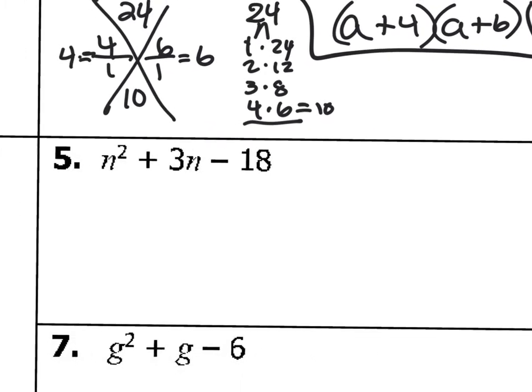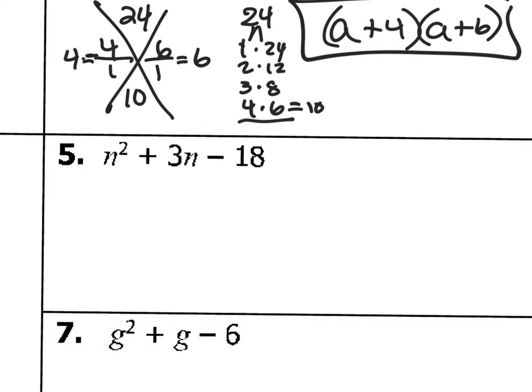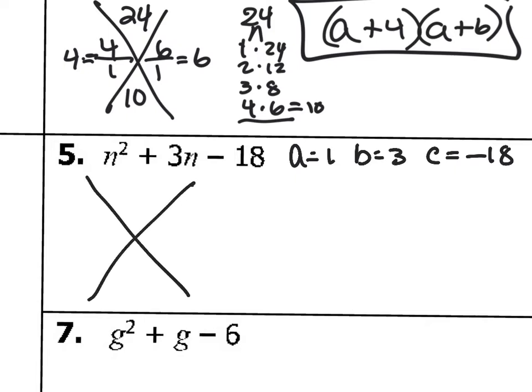Okay, why don't you hit pause and try number 5. Okay, you want to see how you did? All right, we said that A is 1, B is 3, and C is negative 18. I might have tried to do this one first before you try the negative by yourself. All right, so A times C, so 1 times negative 18 is negative 18, and then B is 3, and our denominator is A.